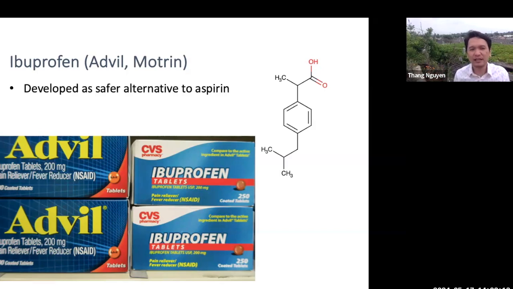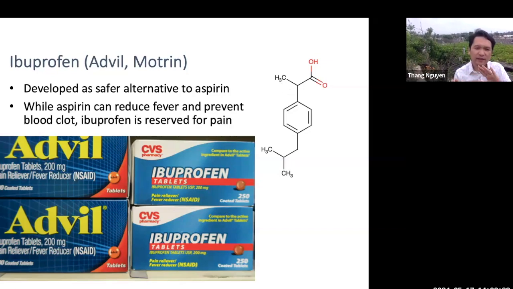As I mentioned, it was developed as a safer alternative to aspirin. However, it still causes some stomach issues for some people because of that carboxylic acid group it has there. It's, as you see, very similar. It also has that benzene ring, but more hydrocarbons in the molecule. It does a very similar thing as aspirin, as in it reduces fever, it can prevent blood clots and all that, relieves pain.